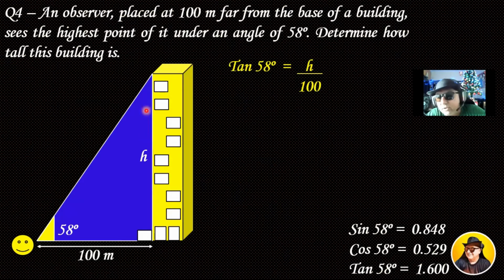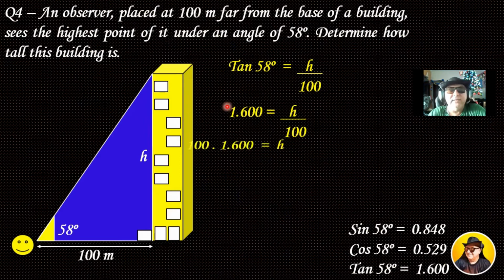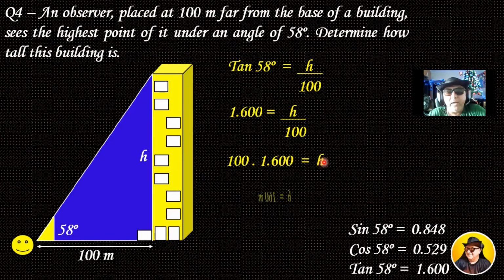Well, the tangent of 58 degrees is 1.600. Let's replace. 1.600 is h over 100. Well, 100 that is dividing is going to be moved to the left side of the equation, multiplying. Let's do this. So we can see that 100 times 1.600 is h. And now let's multiply and rotate. You see? So the h is 106 meters. It means that the building is 106 meters tall.